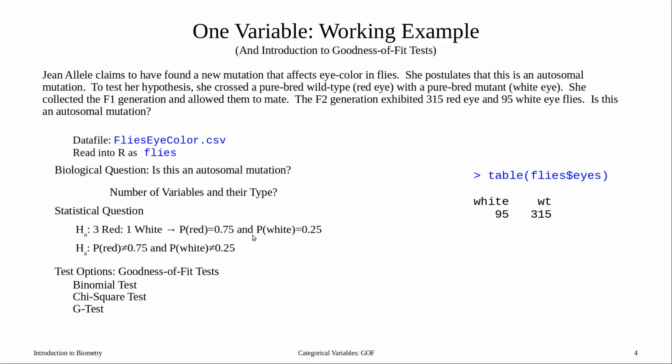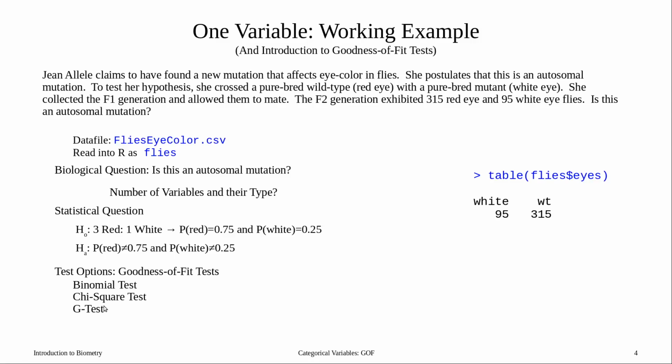Here's our null hypothesis. We use this null hypothesis to generate our expected values, and then we compare our observed to the expected values. Our alternate then is that it's not equal, because we didn't specify any sort of direction. So our options are all goodness of fit tests, and we can run a binomial test, chi-square test, or a g-test, or randomization versions of the chi-square and the g-test.